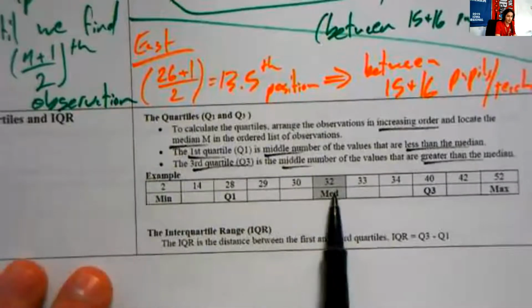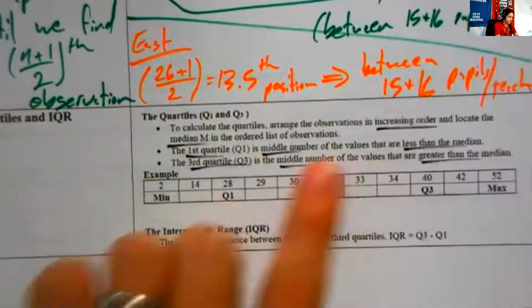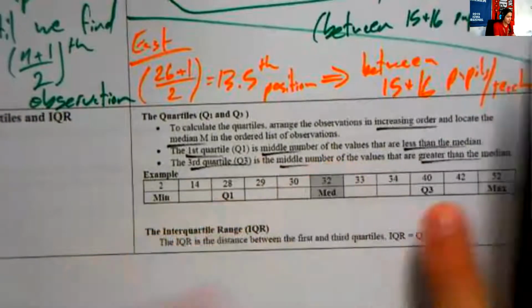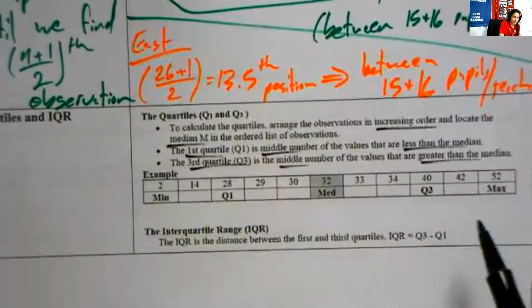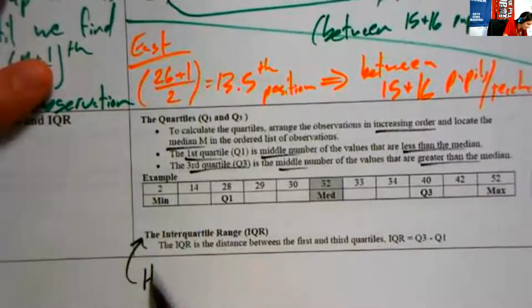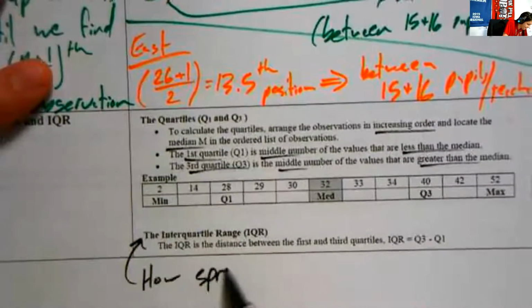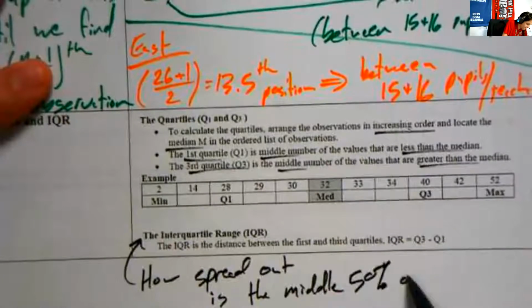When we see the median here is 32, the middle of the bottom of that is 28. The middle of the top of that is 40. We have something called the IQR. It's the distance between those quartiles. The IQR is a measure of spread. It's how spread out is the middle 50% of the distribution.